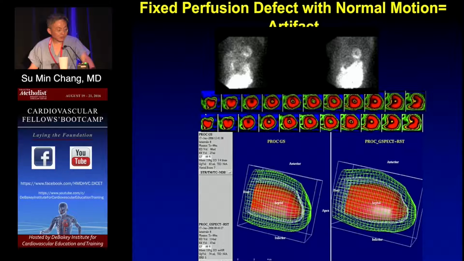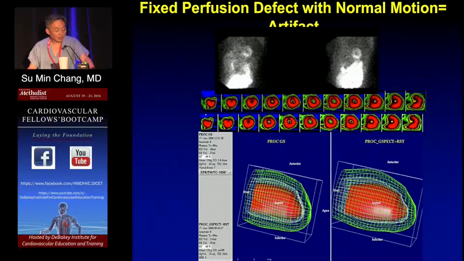And again, this is important: use gated SPECT for assessment of wall motion. If you have, like in this case, a fixed anterior defect and the wall motion is normal, the patient's fixed defect is supposed to be scar. If you have myocardial infarction, the wall motion should not be normal. So if it's normal, most likely it's artifact. Like this case, most commonly seen in female patients.